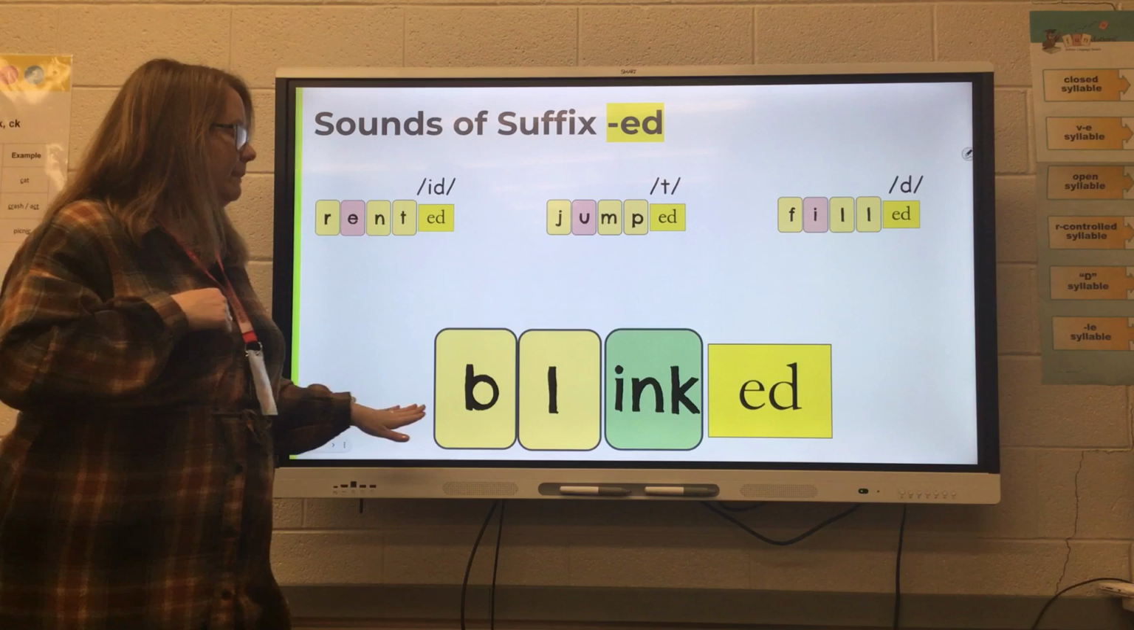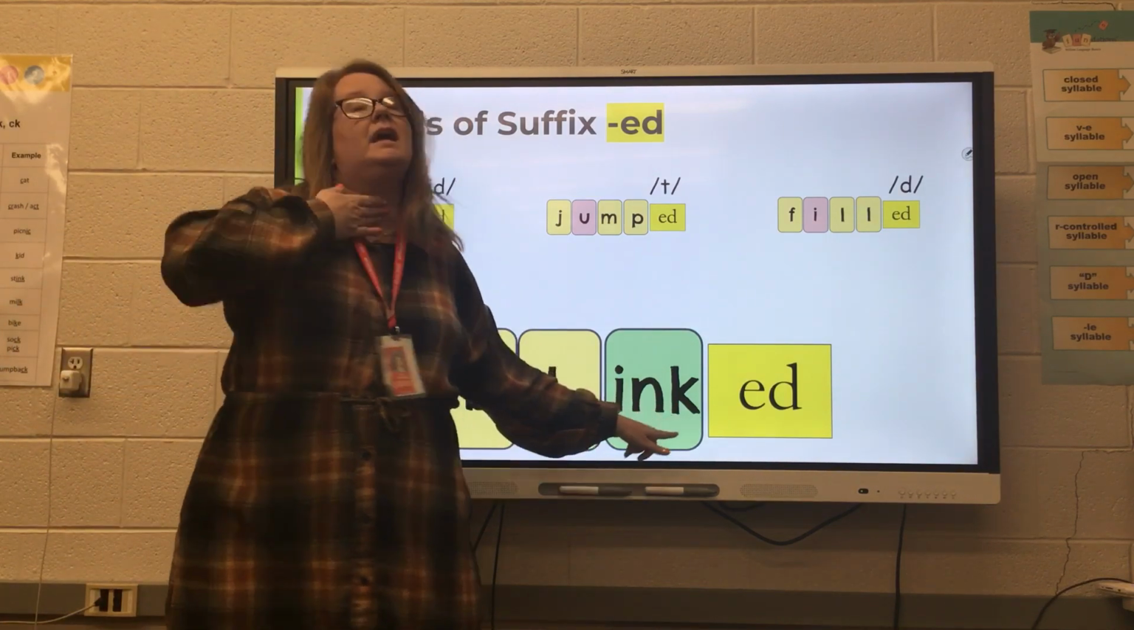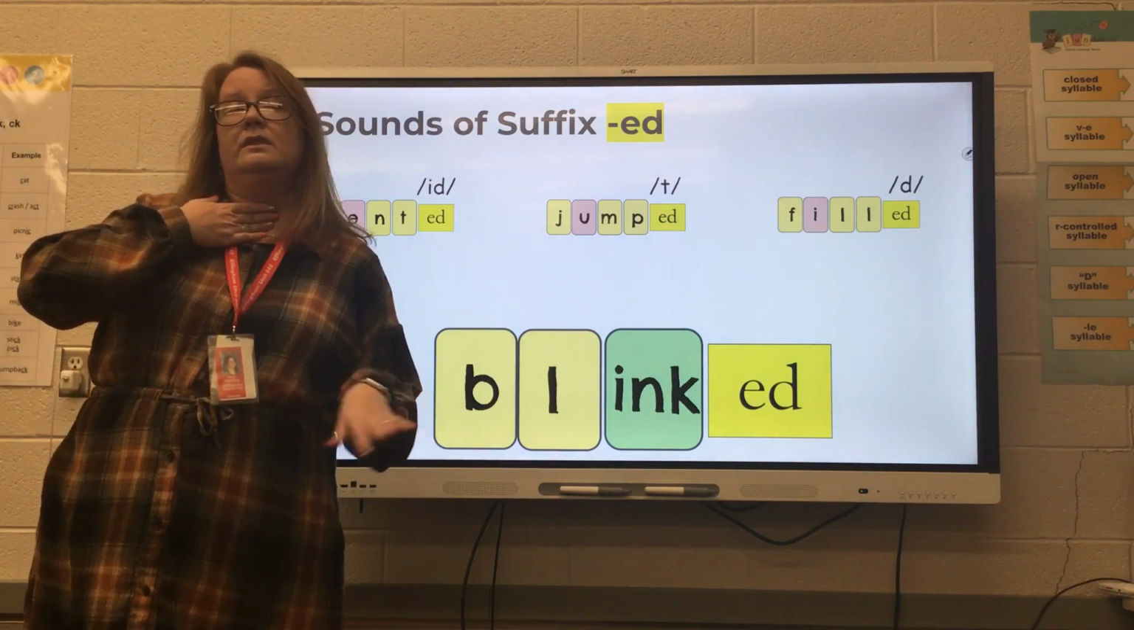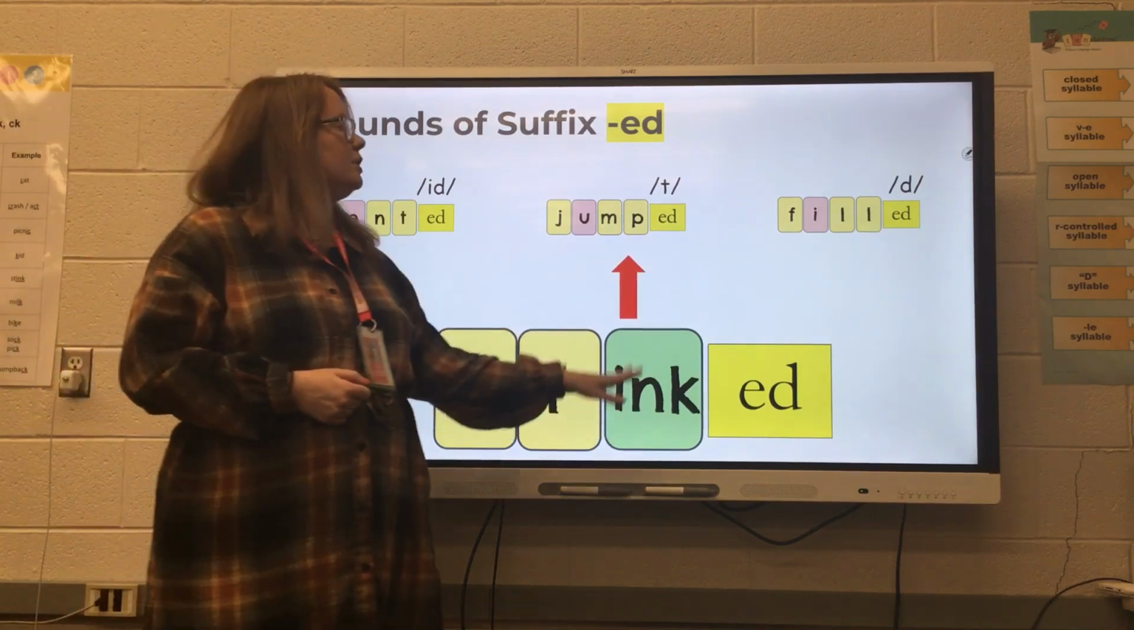Last one, my base word is blink. Well, my last sound is the k sound. When I put my fingers here, k, there's no vibration. So that means my ed is going to say t.